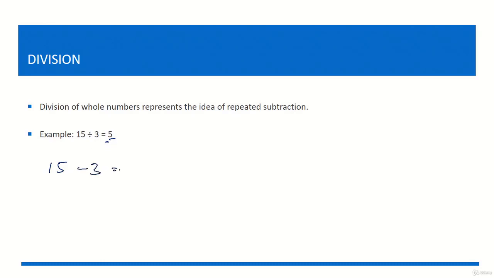15 minus 3 is equal to 12. 12 minus 3 is equal to 9. 9 minus 3 is equal to 6. 6 minus 3 is equal to 3. 3 minus 3 is equal to 0.